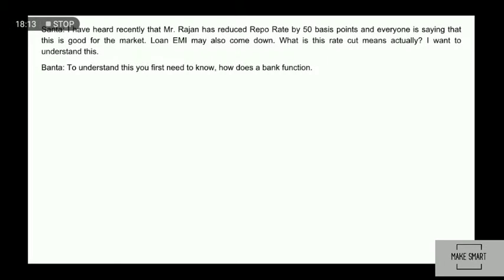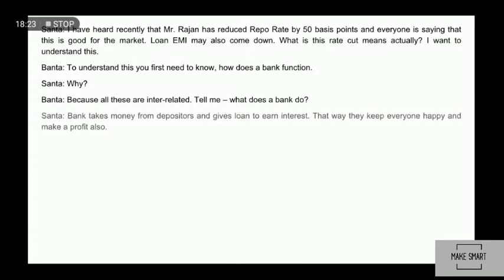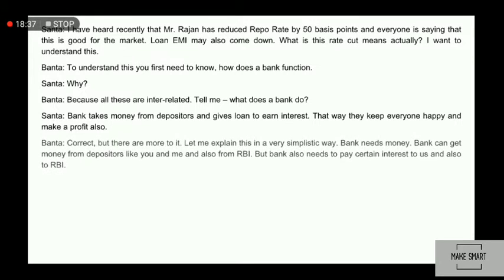So for that, Banta says, to understand this you first need to know how a bank functions. Santa asks why. Banta says because all these are interrelated. Tell me, what does a bank do? Santa says, a bank takes money from depositors and gives loans to earn interest. That way everyone is happy and the bank makes a profit also. Banta says correct, but there is more to it. Let me explain in the simplest way. A bank needs money. A bank can get money from depositors like you and me and also from RBI.